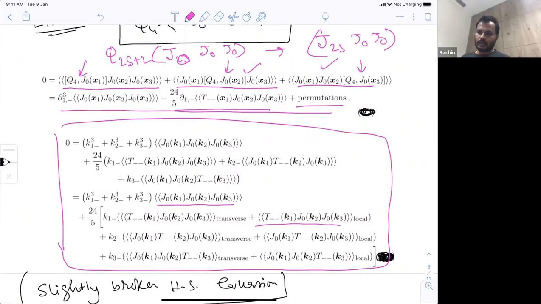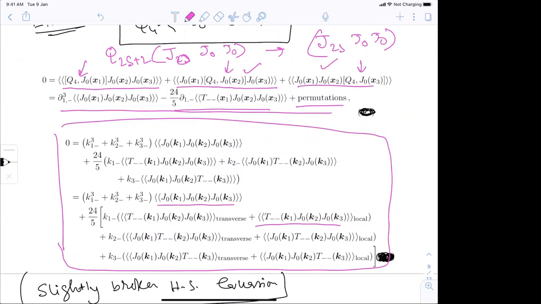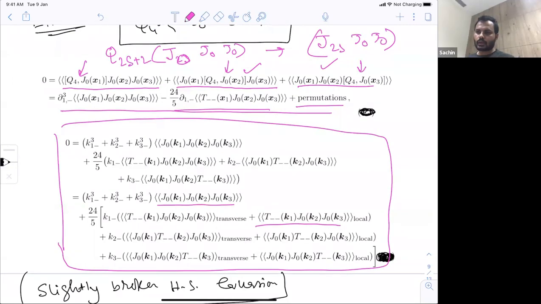No, the point is that I'll input the total TTT, right? Total TTT in the momentum space is broken into transverse and longitudinal parts. And that is where I'll start with in the higher spin equation, and see if it is satisfied or not, okay? If it is not satisfied, then I will be forced to add some contact terms so that it works out. So that is the logic that we are going to use, okay?